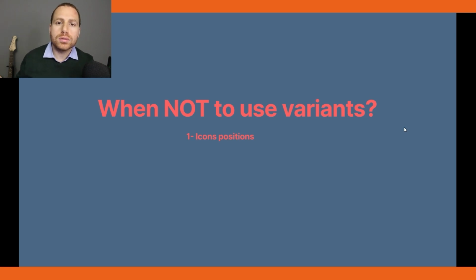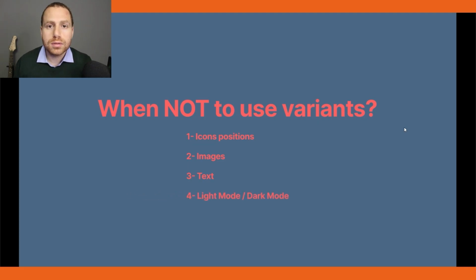This is old. This is not the way that we should be designing our components right now. I see them with images, positions, and so on, or Boolean. I see them with text. Sometimes they change text. I see them with light mode and dark mode. So I see one component for light mode, one component for dark mode, even though you can just use variables to switch between the colors easily.